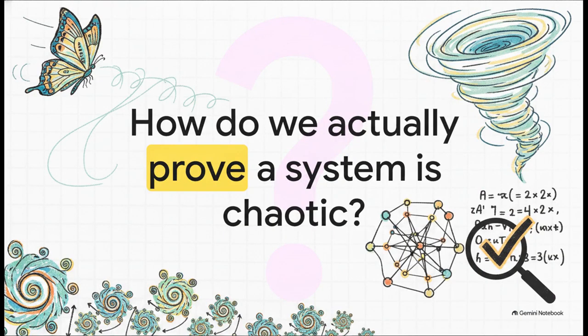So we all know the conceptual butterfly effect. A tiny flap of a butterfly's wings in Brazil sets off a tornado in Texas. But how do we actually prove a system is chaotic? Well, today we're looking at the exact mathematical machinery used to certify deterministic chaos. We are taking this from a really neat conceptual idea straight into a mathematically rigorous proof.